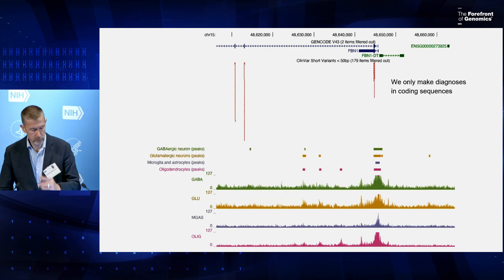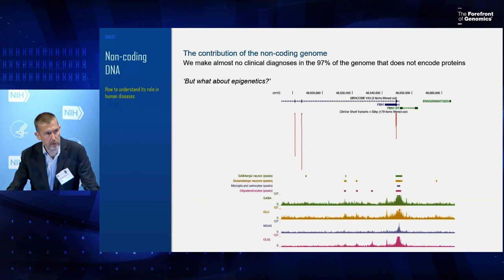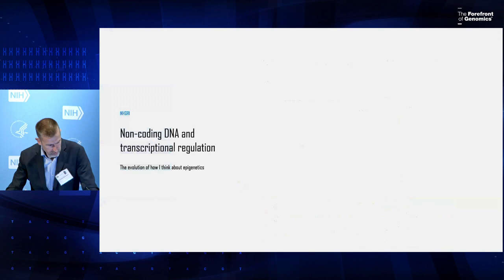So, of course, when you have a low anything genetic that doesn't explain phenotypes, whether it's GWAS, or missing heritability, or low diagnostic rates with rare diseases, somebody is bound to say, but what about epigenetics? What about epigenetics indeed? So let me talk to you about non-coding DNA and transcriptional regulation.